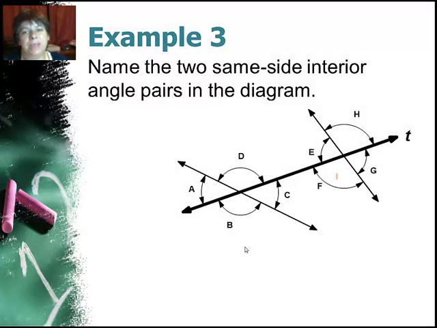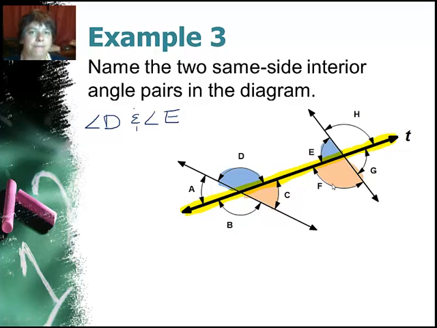Example 3. So now I'm going to do two same side interior angles, and first of all, identify your transversal. I have to be on the inside, so any of these four angles will do. We'll start with angle D. Since it's the same side interior, the one that goes with angle D has to be on the same side of the transversal and still inside. That makes it angle E. The other pair starts with angle C, and the other one on the interior side is angle F.